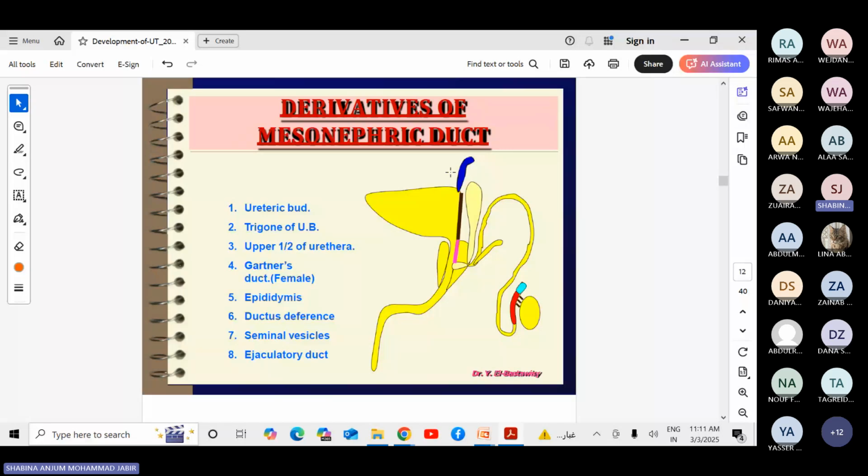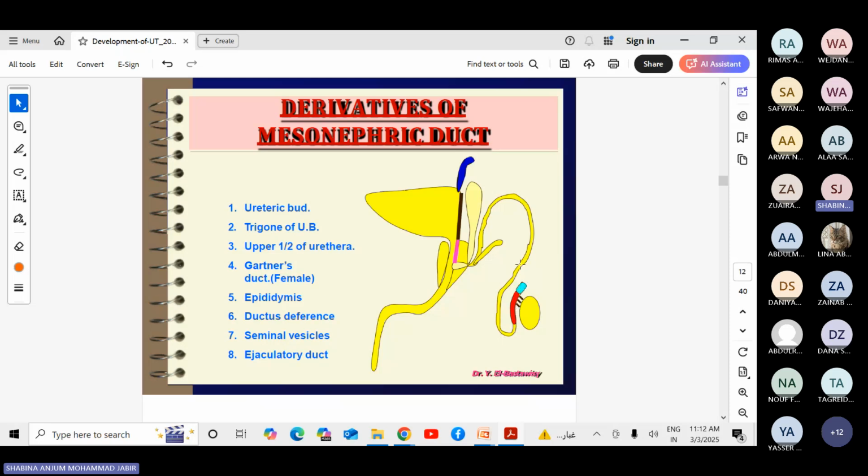This one is number one, the ureteric bud. Then it will give this structure in the urinary bladder, which is called the trigone of the urinary bladder. Then it will form the upper half of the urethra. Here you can see the upper half of the urethra. Then it will give the Gartner cyst in females. Then in males, it will give the epididymis. You remember, this is the epididymis.